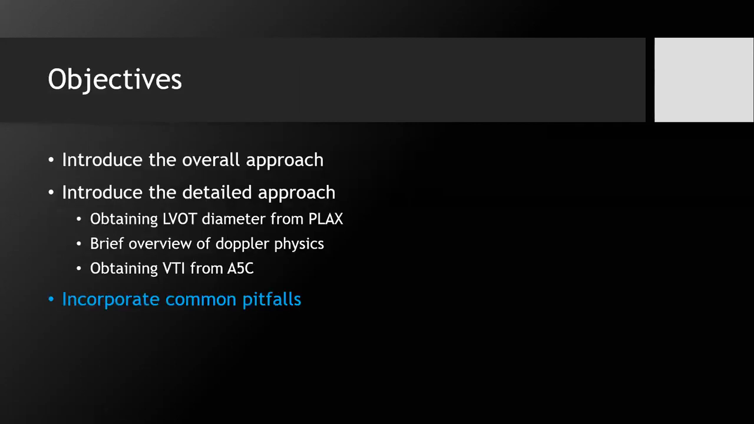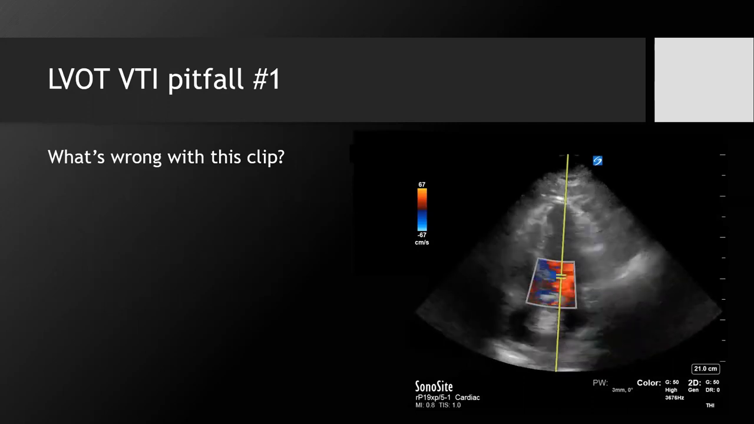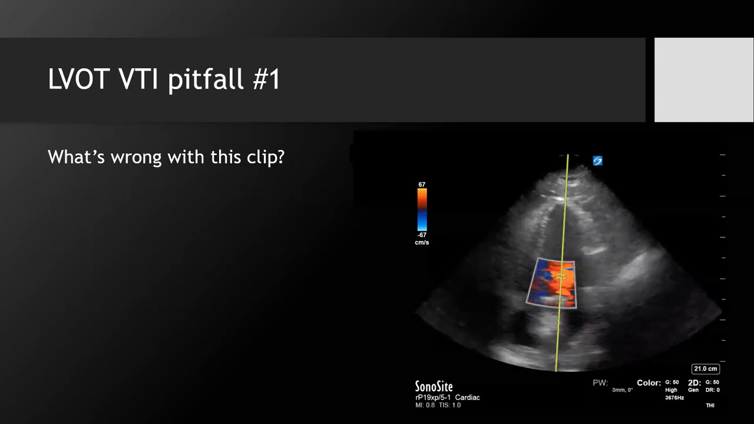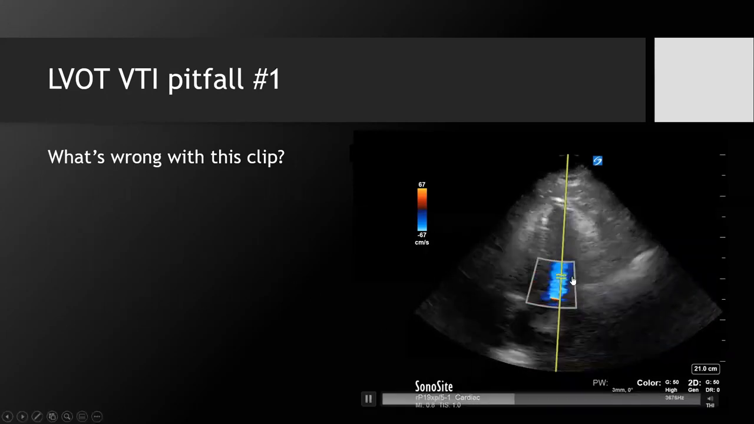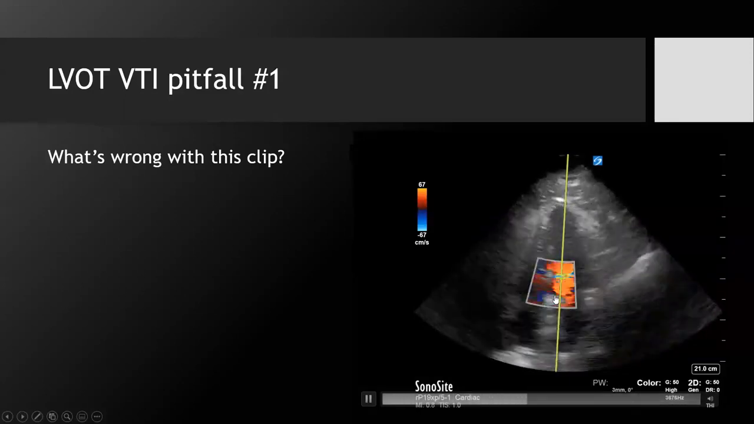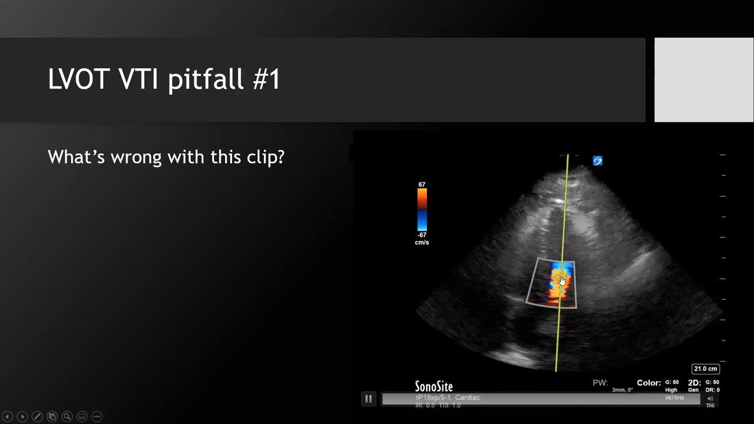And so now, fortunately, we have some time for me to just show a few common pitfalls, and then hopefully some time for questions. So what is wrong with this clip if you're measuring VTI? Yeah, so Laura and Chris, everyone here is saying that your gated channel is in the LV, right? That channel is nowhere near your LVOT. So you're not going to get a good measurement, right?